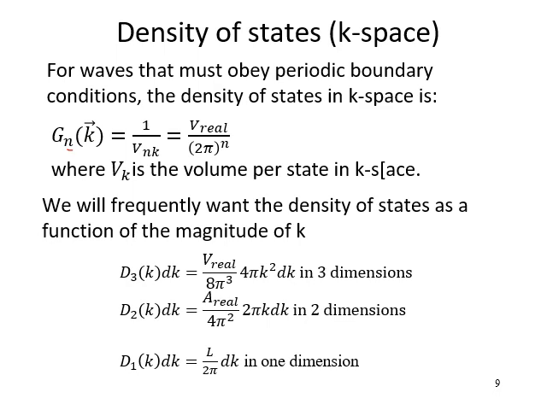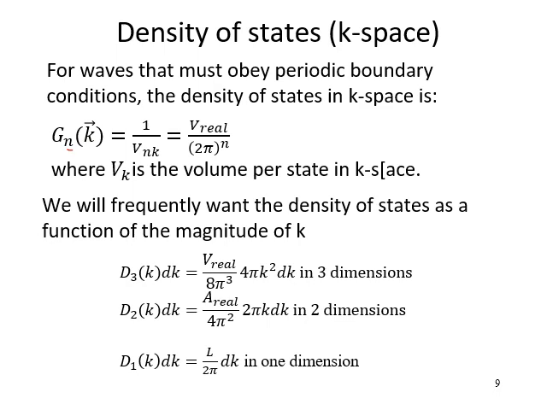So the density of states in K space is 1 over the space occupied by one state in K space, which is the real volume in real space occupied by the sample, the thing that we're calculating on, divided by 2 pi to the nth power, where n is the dimensionality of the space.